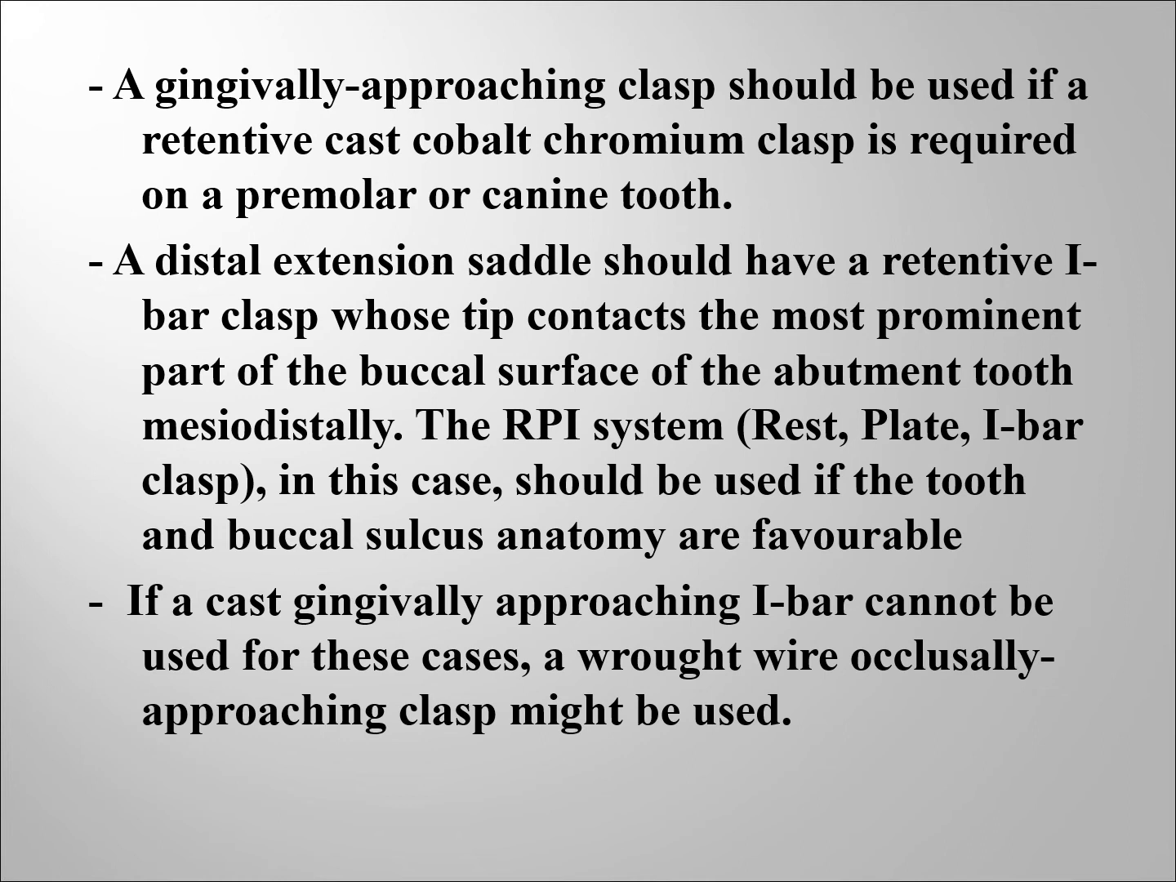Again, gingivally approaching clasps are the best option if a retentive cast cobalt chromium clasp is required on a premolar or canine, and as part of the RPI system, which we will talk about: rest, distal guiding plane, and I bar. And if it cannot be used, then a round wire occlusally approaching clasp might be used in this case.